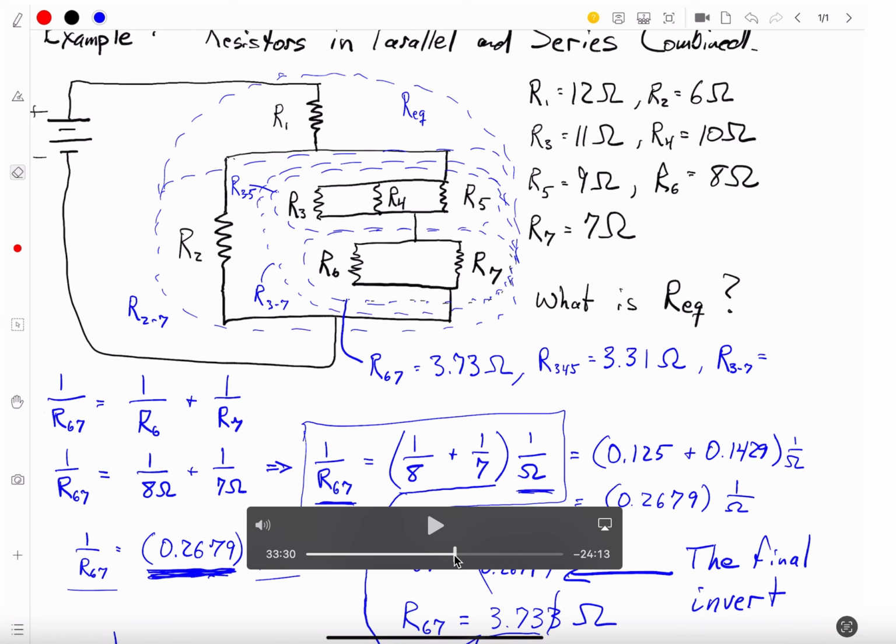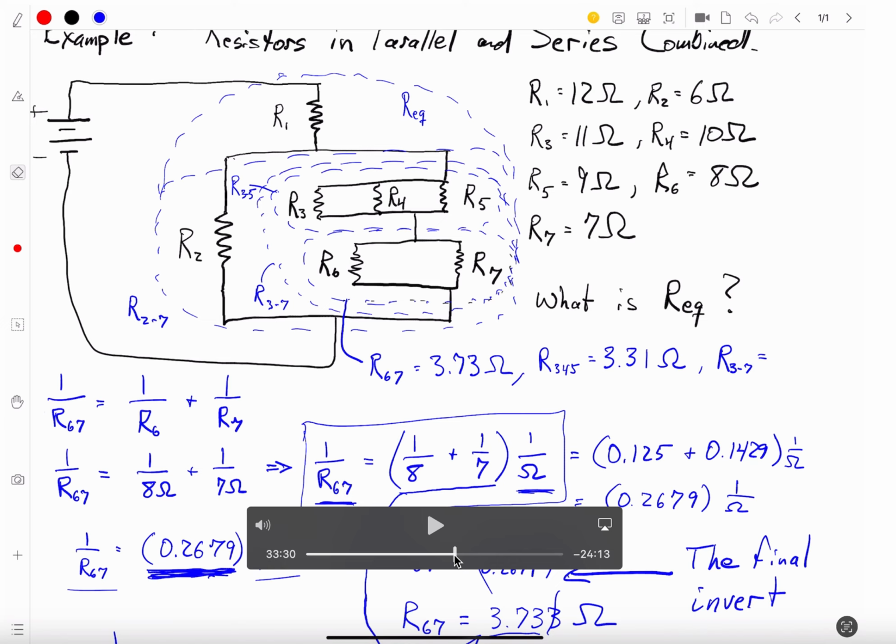Here's what I did. Okay, we start with R3. So we've got 11 ohms, 1 over 11 ohms. R4, 10 ohms, 1 over 10 ohms. R5, 9 ohms, 1 over 9 ohms. Okay, so I've done 1 over each of those things. I'm adding them together, bing, bang, bong. And then I'm doing the inverse to get 3.31. And then, of course, there are other digits, but it doesn't round up, so 3.31, that's the ohms.